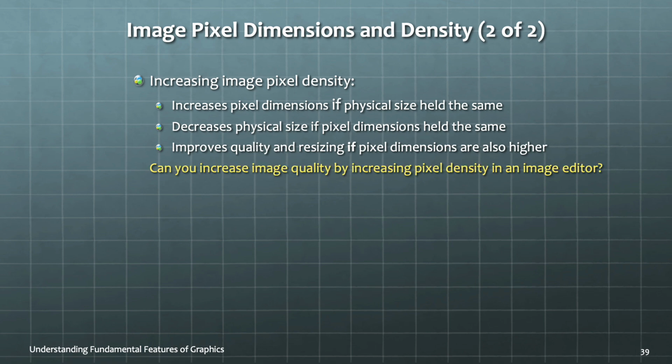Pause the video to stop and think this challenge through on your own. Can you increase the image quality if you increase the pixel density of an image? If you thought that it does not affect image quality, you're right. Yes, the pixels are smaller, which allows the image to hold finer levels of detail. But unless you reduce the physical size to accommodate the same number of smaller pixels, you're just displaying the same level of detail, but with different size pixels. The effect will be blurry.